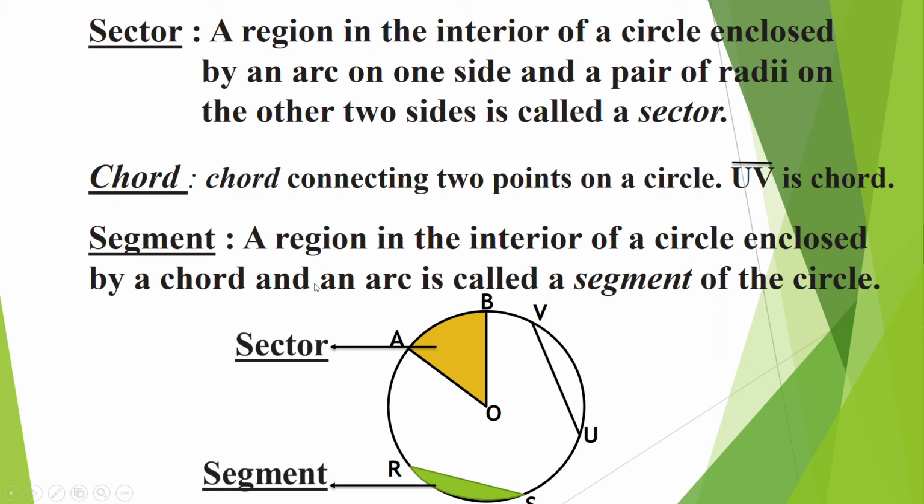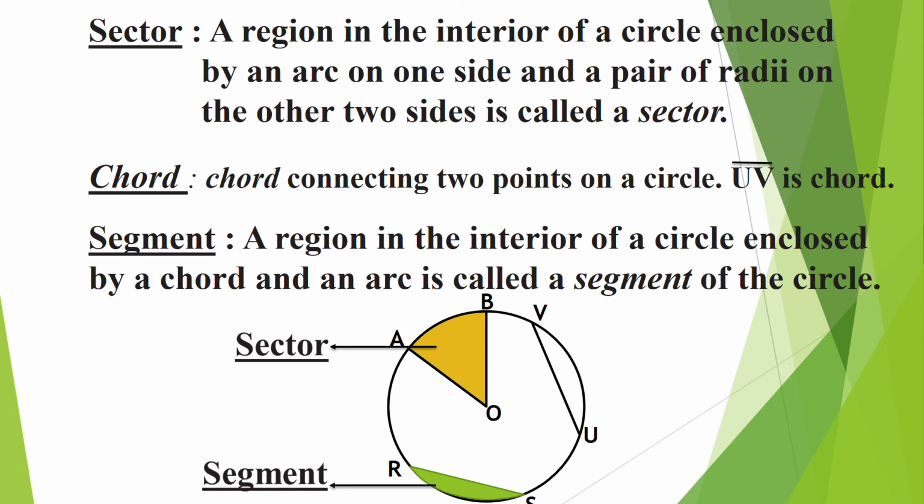Next one, chord. A chord connects two points on a circle. So line segment UV is a chord. It connects two points on the circle. You can ask me, a diameter also connects two points. Yes, the difference between a chord and a diameter is that a chord can be drawn like this, but a diameter always passes through the center and connects two points, whereas a chord just connects two points on the circle. The diameter is also known as the longest chord.